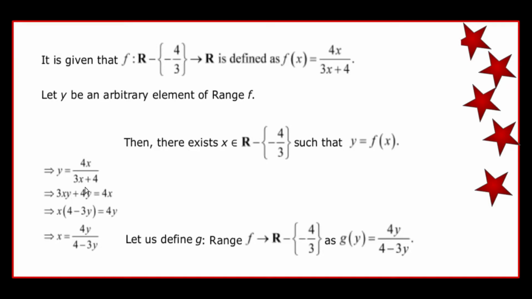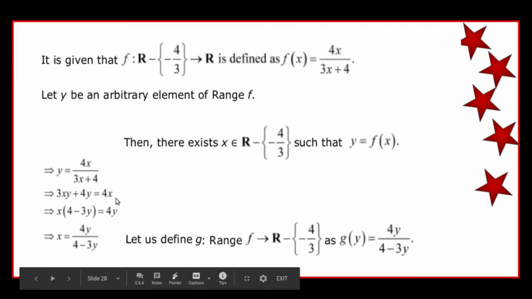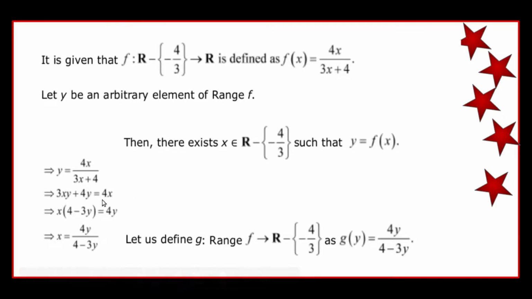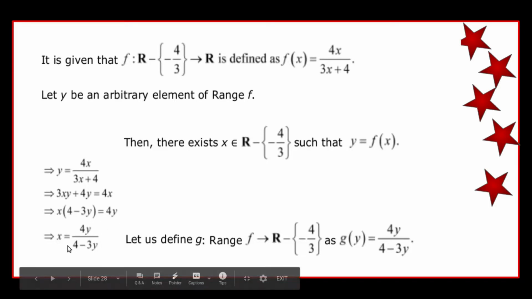We have to bring all terms containing x to the LHS, and all terms containing y to the RHS. Okay, now take the 4x term to one side, 4x minus 3xy. Now take x outside, x into 4 minus 3y equal to 4y. So x equal to 4y divided by 4 minus 3y. So g from range of f to R minus the set minus 4 by 3 is g of y equal to 4y divided by 4 minus 3y.